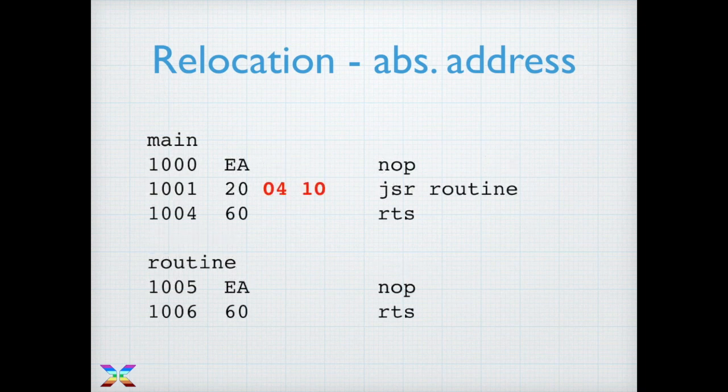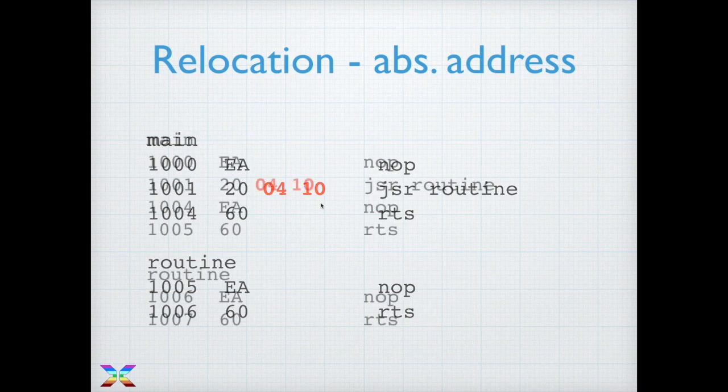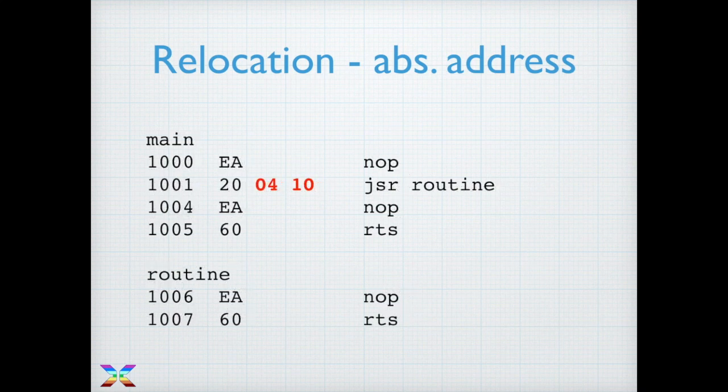But if I now add an instruction back in my main, everything gets pushed down, and my routine is now at 1005. And if you see at 1001, these digits here in the red are now invalid. That address of 1004 is no longer valid. And of course, it only gets worse as I continue to add instructions. What really needs to happen here is that the assembly language environment needs to patch those addresses so they're using the correct entry point.